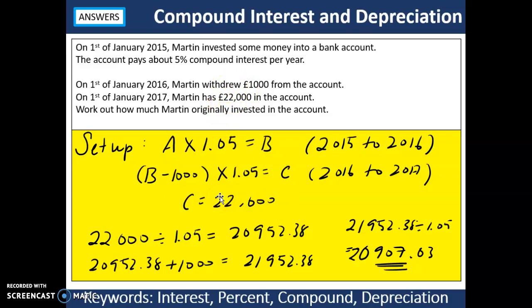So let's go backwards. If we're timesing it, then our inverse is going to be divide. And if our inverse here is subtract, then the inverse would be positive, to be plus. So let's do it backwards. 22,000 divided by 1.05, we get that. We then need to add the £1,000 back in to get that. Finally, to take care of this one, we divide by 1.05, and we get this as our final amount, which is our original amount that we invested.